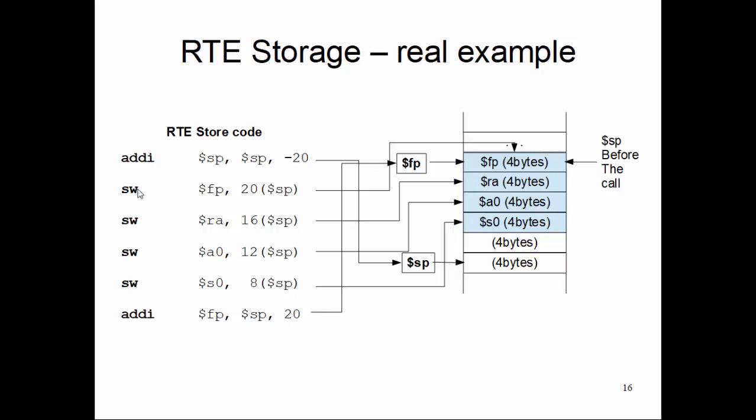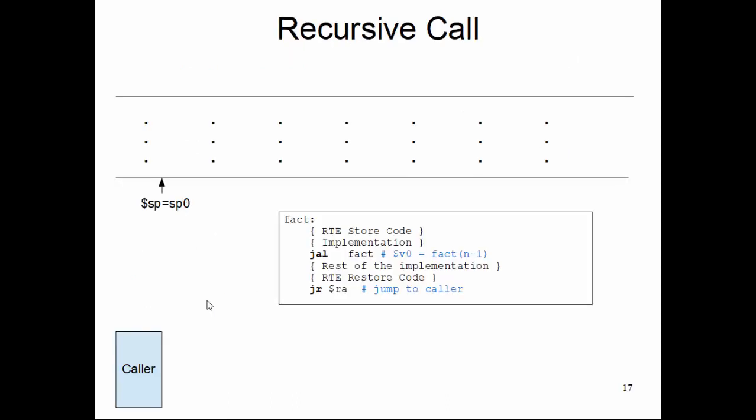We just created a frame inside our code for the factorial. So what do we have? We have the RTE store code to start with. Then our implementation goes down to some part where we are calling this function itself, JAL, and then the rest of the implementation.